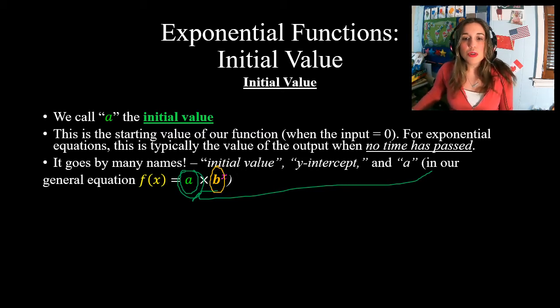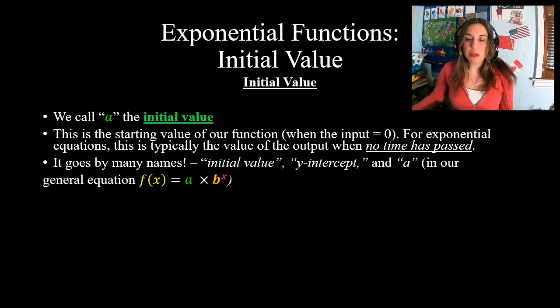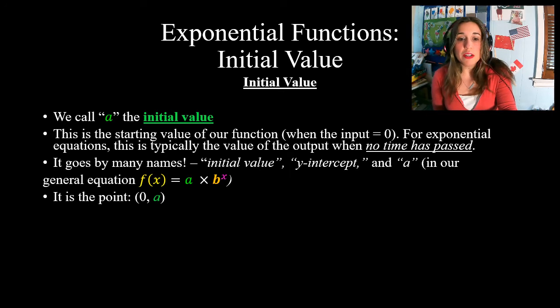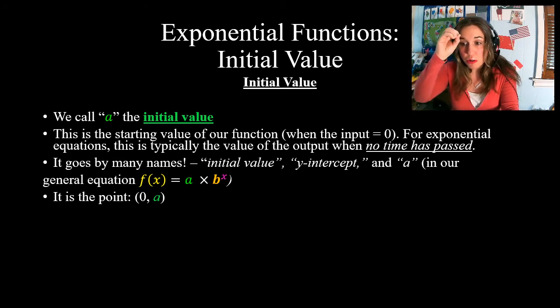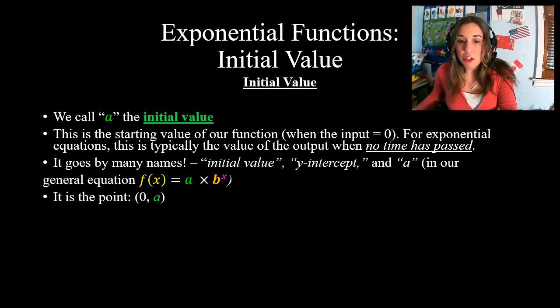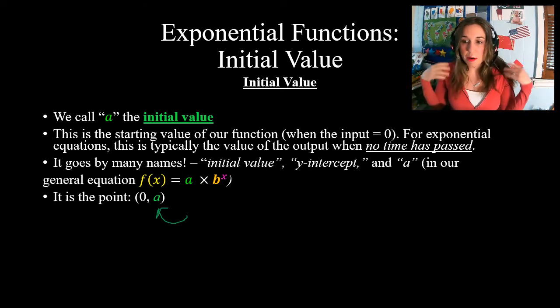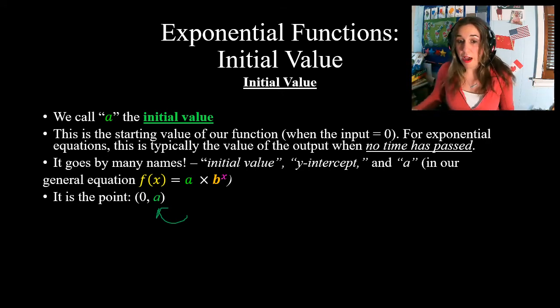So those are the two really big pieces of information that we look at when we're looking at exponential functions. So it is the point 0, a, on an exponential function, right? Our input is going to be 0. No time is going to have passed. Well, how much output do we have at that point? How much of whatever we're studying are we starting with? How many cells are we starting with? How much money are we starting with? How many whatever are we starting with before any time goes by? That's what the initial value is.